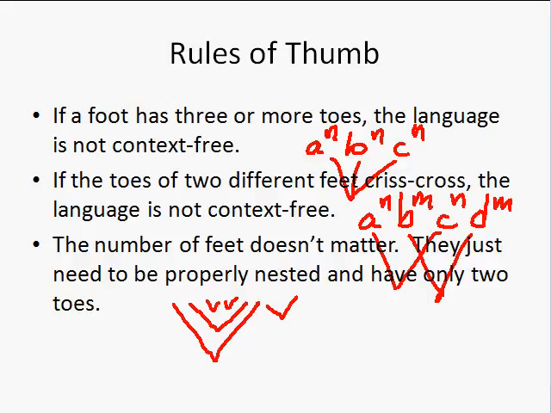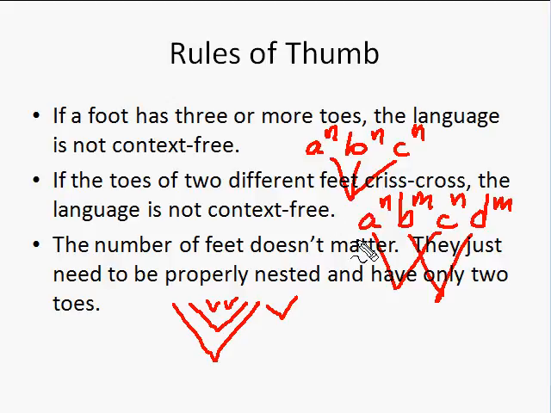So here are the rules of thumb, and I scribbled a little bit here and wrote a language beside the rule that illustrated the use of the rule. First rule: if a foot, one of your bird's feet, has 3 or more toes, then the language is not going to be context-free. And that happens when you have a language like a^n b^n c^n, where you have 3 uses of the same variable. You see this bird's foot has 3 toes, and that language is not going to be context-free.